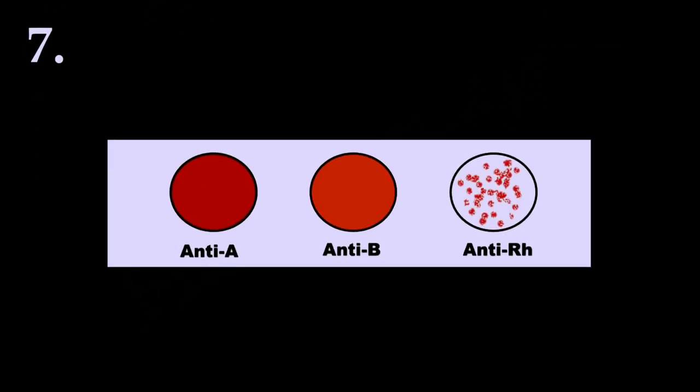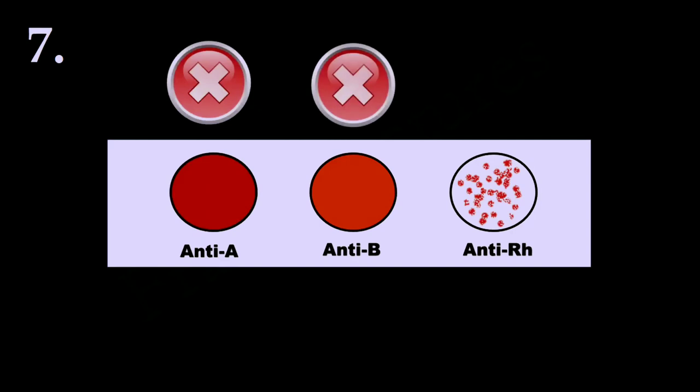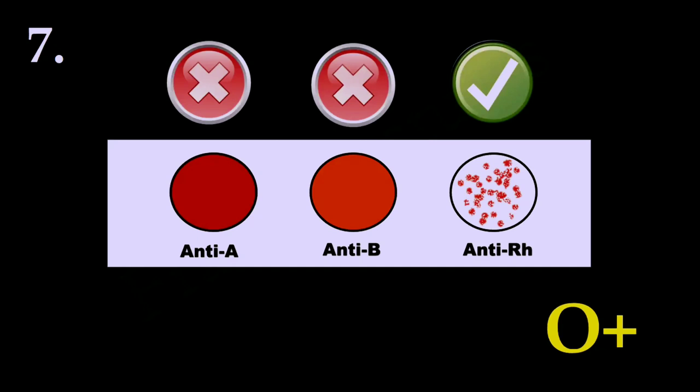Here, no agglutination is observed in anti-A and anti-B circle, therefore both A and B antigens are absent. Agglutination in anti-Rh circle indicates presence of Rh antigen. Therefore, blood group is O positive.